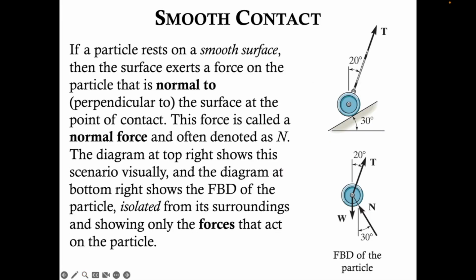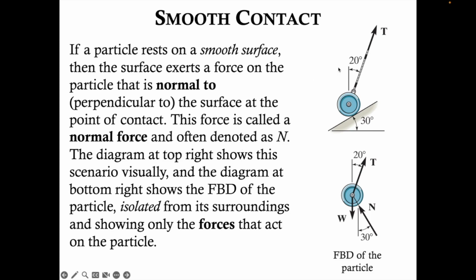If a particle rests on a smooth surface, like say this particle here, this little object that we can represent as a particle, resting on a smooth, frictionless surface, then the surface exerts a force on the particle that is normal to, which means perpendicular to, the surface at the point of contact. This force is called a normal force and often denoted as uppercase N. N for normal force, which means perpendicular to the plane of contact.